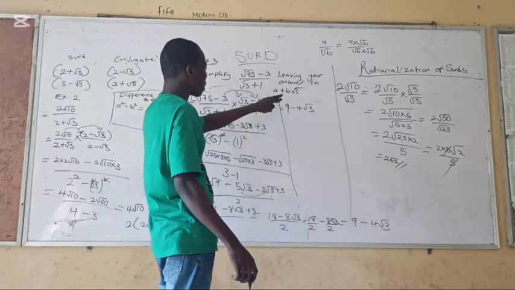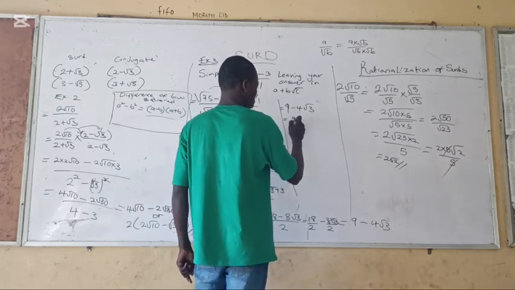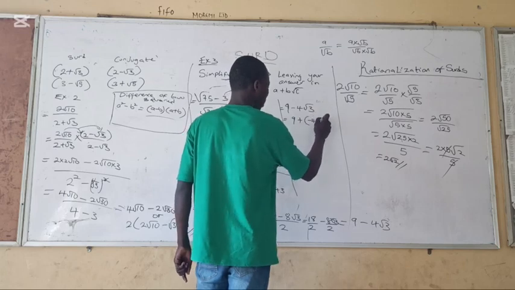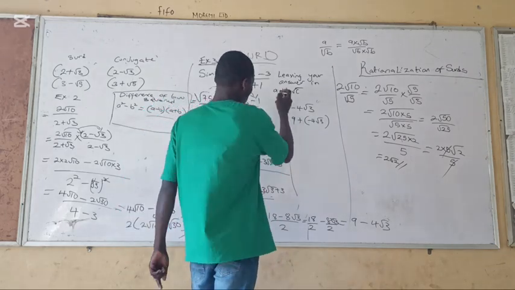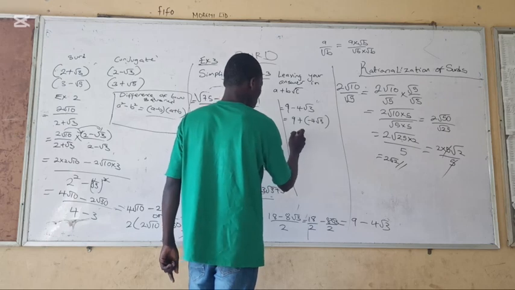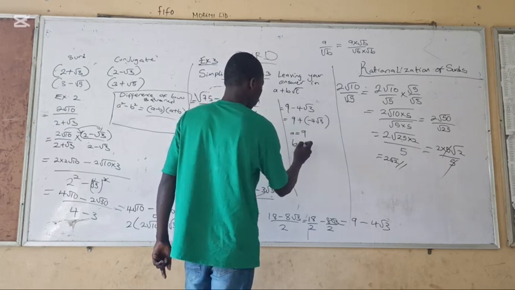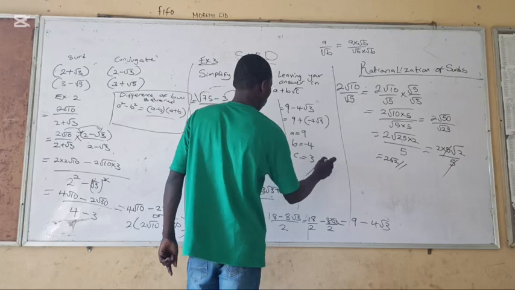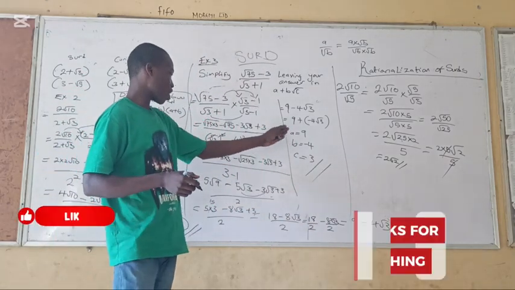So the question says we should write it in this form. So we can write it in that form by saying 9 plus, in brackets, minus 4 root 3. Now comparing these two together, the value of A is going to be 9. The value of B is going to be minus 4. While the value of C is going to be 3. So we have done and dusted. That is our values for A, B, C.